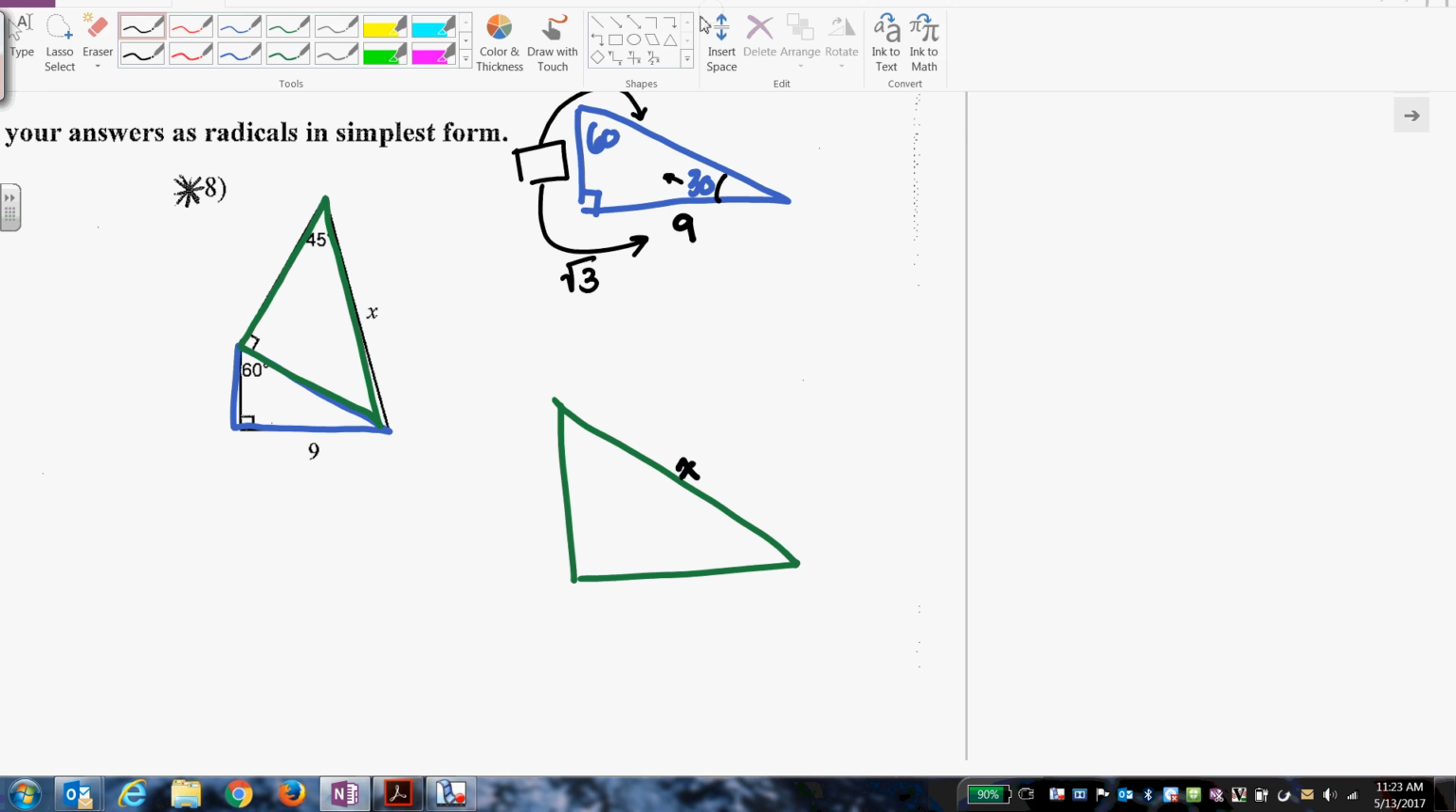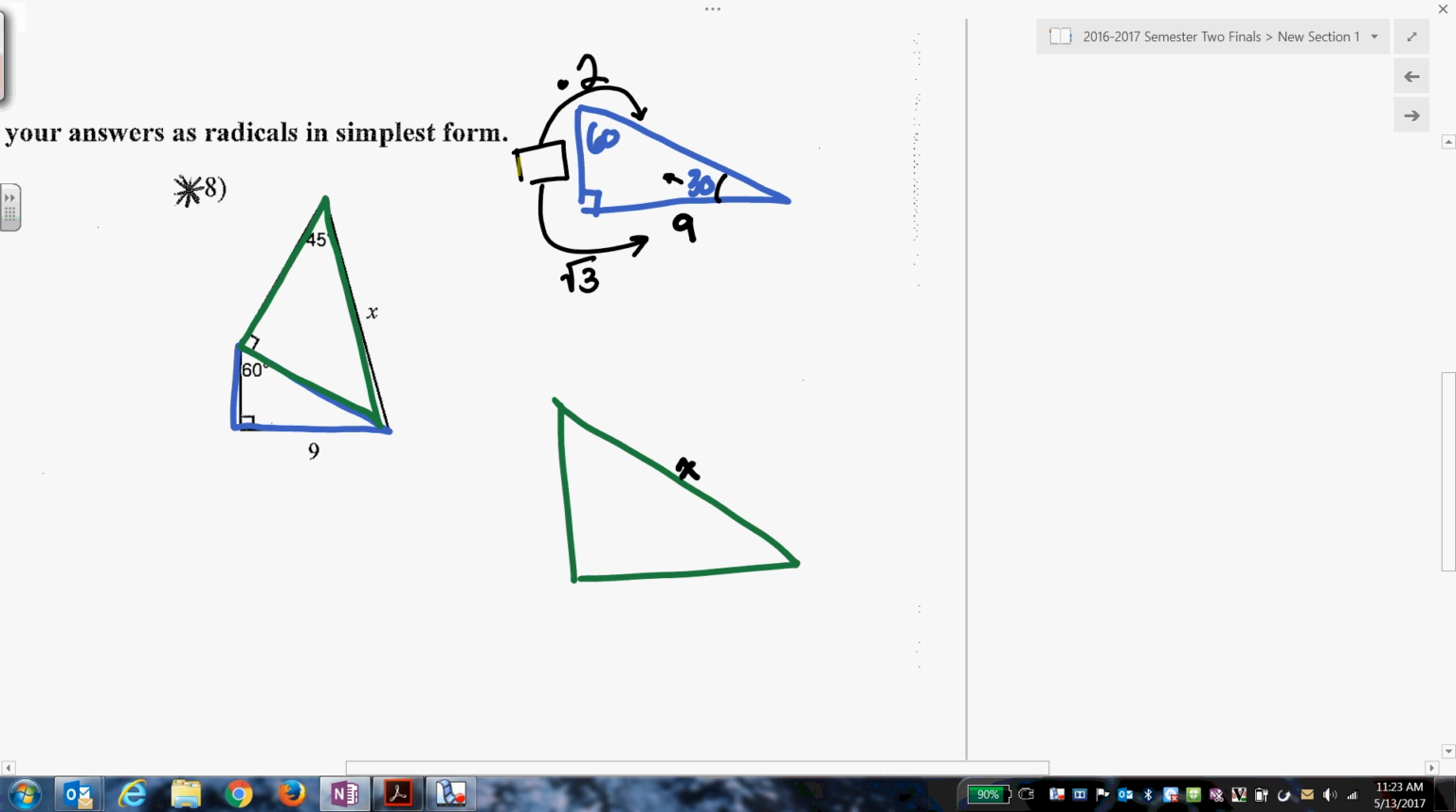Let's ask ourselves what we can do here. We don't have the short leg, so it reads like this. Something times root 3 is 9. That's what you're asking yourself. Something times root 3 is 9. Pause. You find the something.